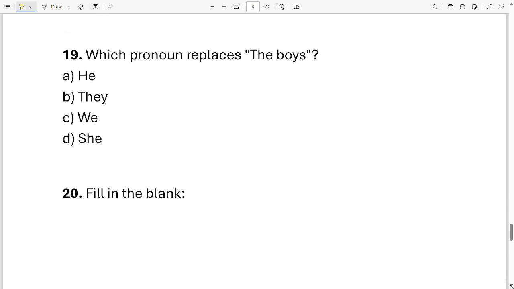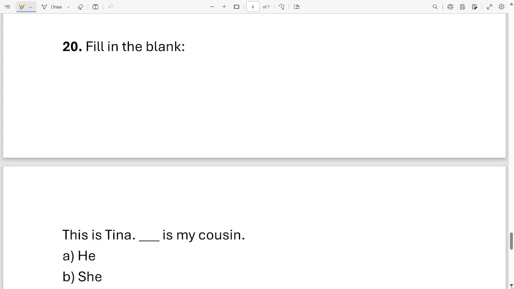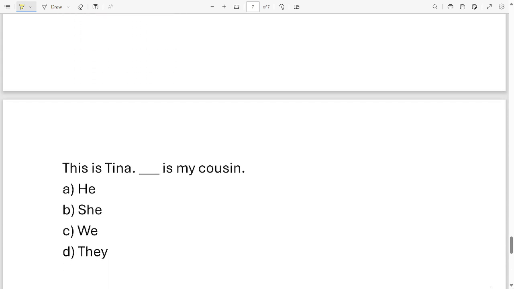Next one. Which pronoun replaces the boys? Options are he, they, we, she. Which one is correct? We need to see the pronoun which will replace the boys. Instead of the boys, what can we write? They. Option B.